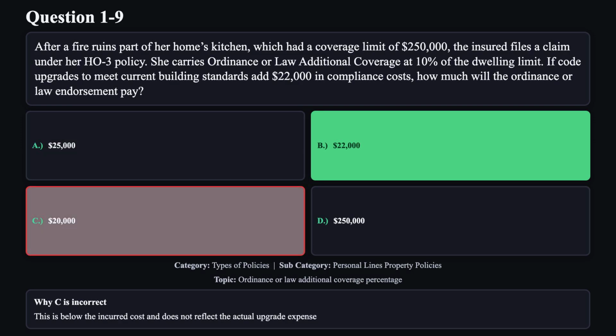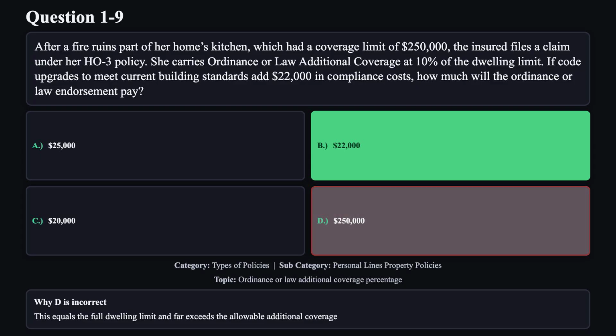Reason C is not correct. This is below the incurred cost and does not reflect the actual upgrade expense. Reason D is not correct. This equals the full dwelling limit and far exceeds the allowable additional coverage.